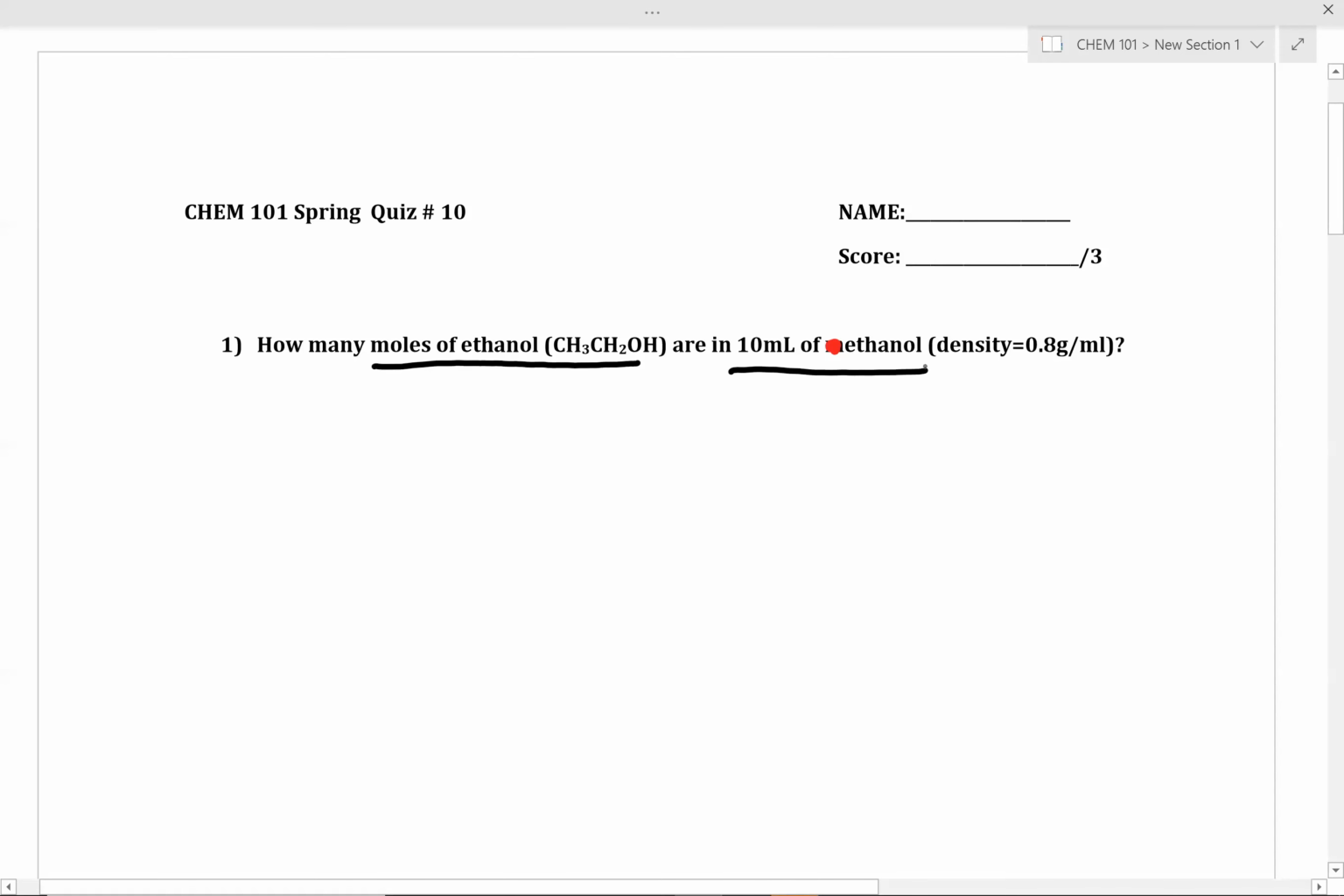Thankfully, ethanol is the alcohol we can drink. Methanol you can't drink or you'll go blind.